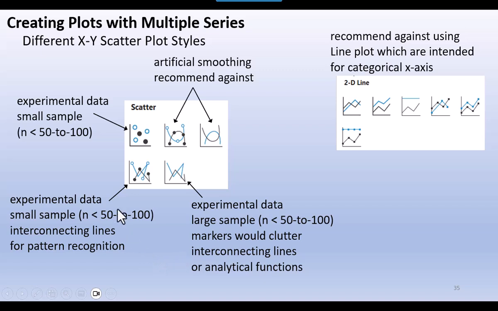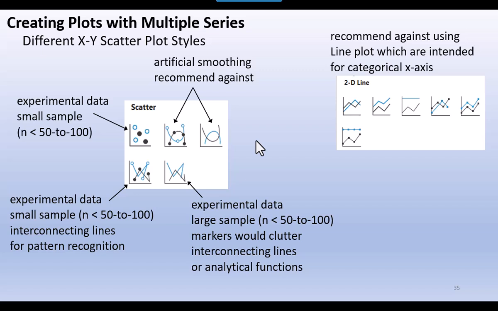I mentioned here that you have the option going straight to markers and lines. And then you have two options up here that apply artificial smoothing to the data. And we recommend strongly that you do not use those options, because it can lead to interpretations being made of the data which are bogus. So we recommend against those.